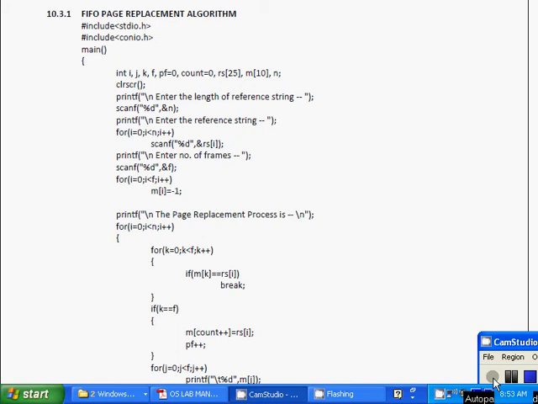A first in first out replacement algorithm associates with each page the time when that page was brought to memory. When a page must be replaced, the oldest page is chosen. If the recent past is used as an approximation of the near future, then the page that has not been used for the longest period of time can be replaced.